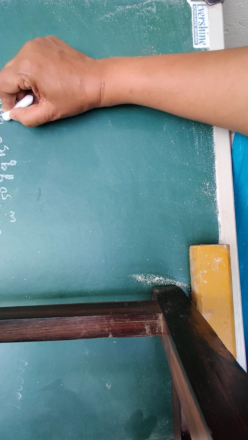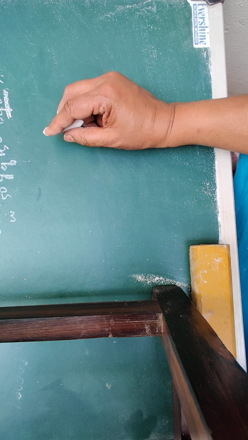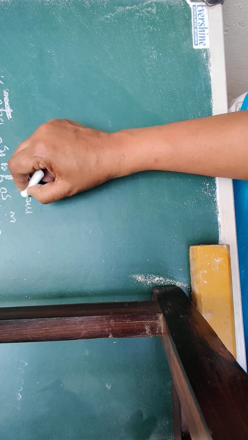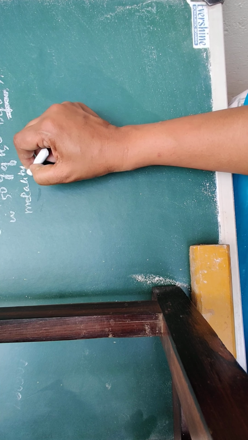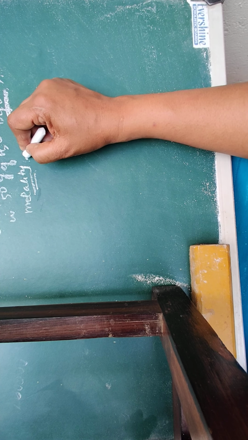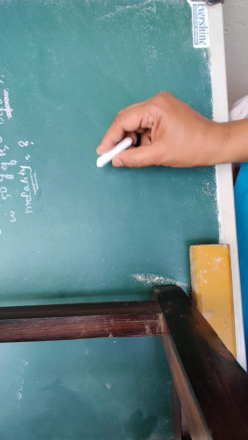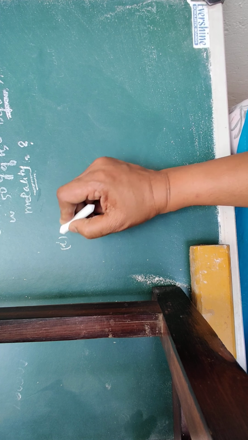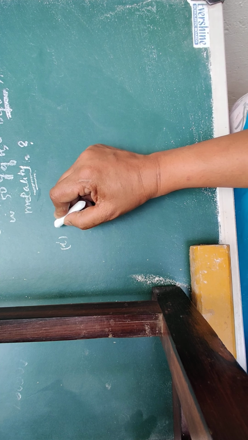Vapor pressure is reduced by 25%. Also calculate the molarity. You have to find out the molarity. So how will you calculate this? How will you do this numerical?